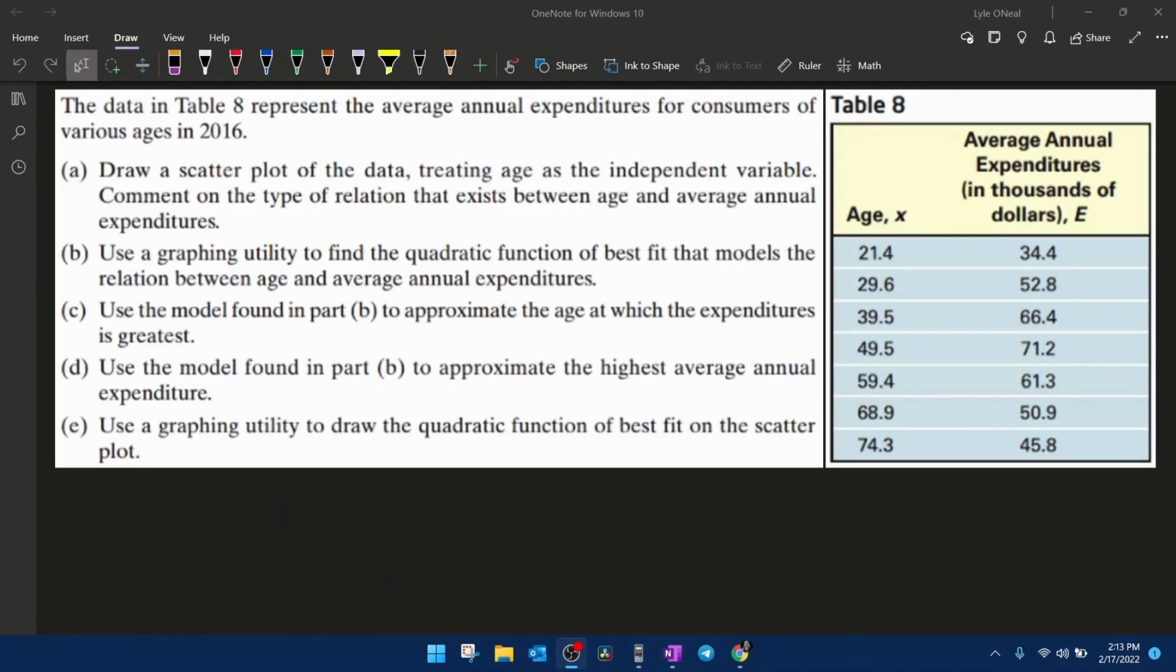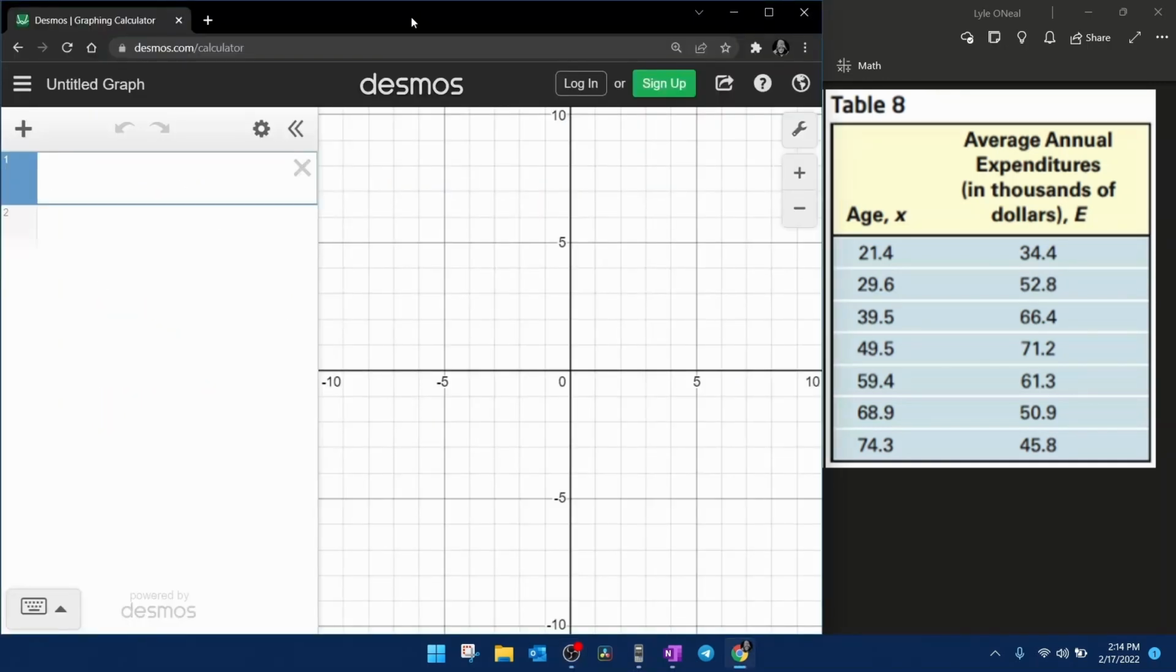Next example. Here we have a word problem. It says the data in Table 8 represents the average annual expenditures for consumers of various ages in 2016. Part A, they want us to draw a scatter plot of the data. So that just means to plot the data as ordered pairs, where x is the age and y is the average annual expenditures.